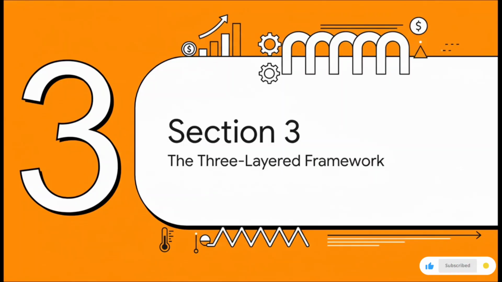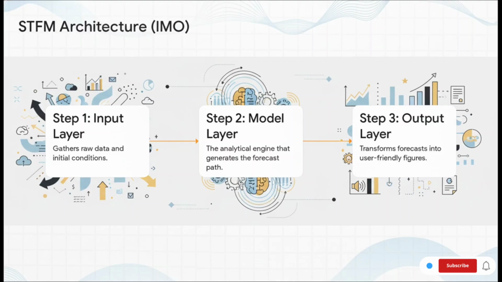All right, let's get into the architecture of this thing. It's called the Short-Term Forecasting Model, or STFM for short. Let's see how it actually builds that bridge. So, the model is engineered in three distinct layers. You've got the input, the model, and the output. Now, for your exams, a really simple way to remember this is the mnemonic IMO. IMO. Let's break down each one.